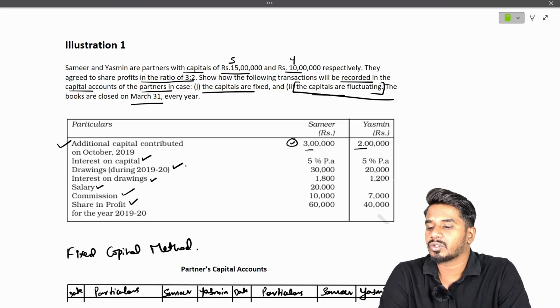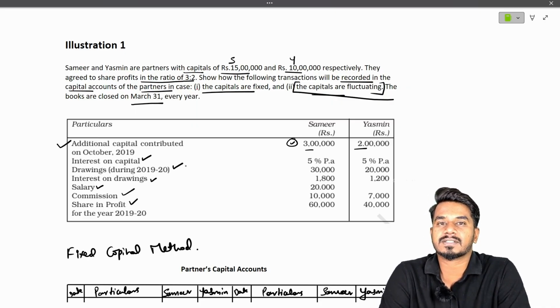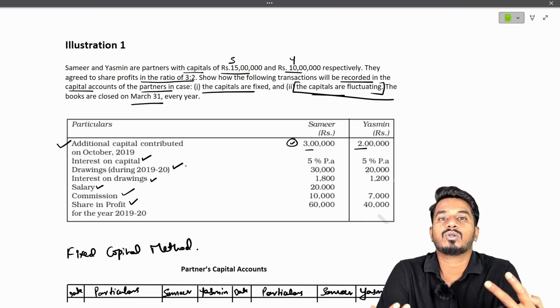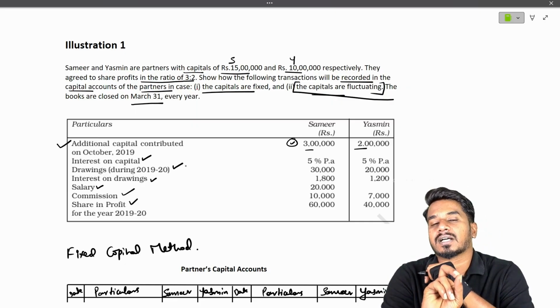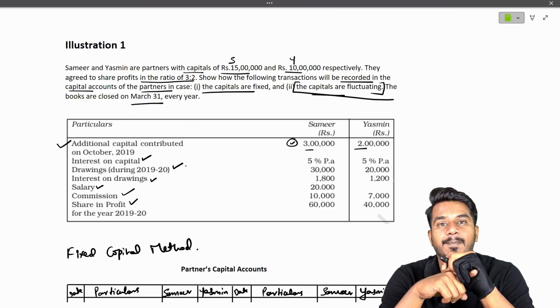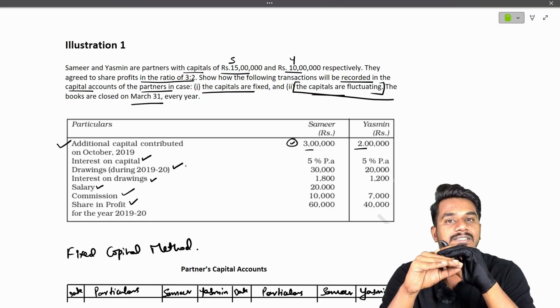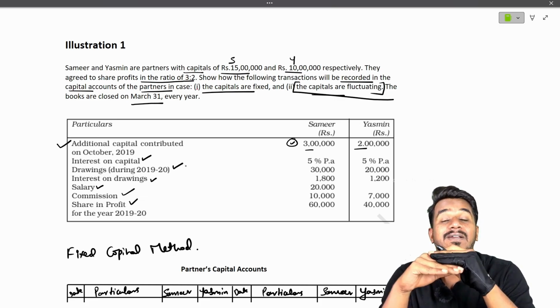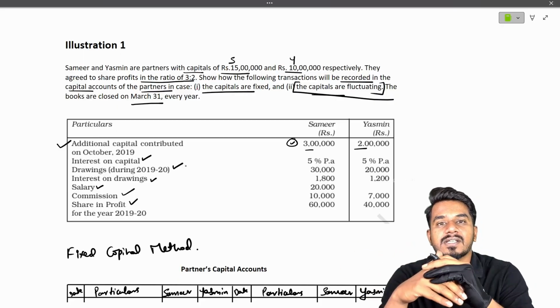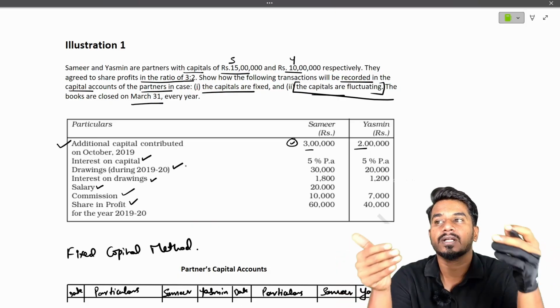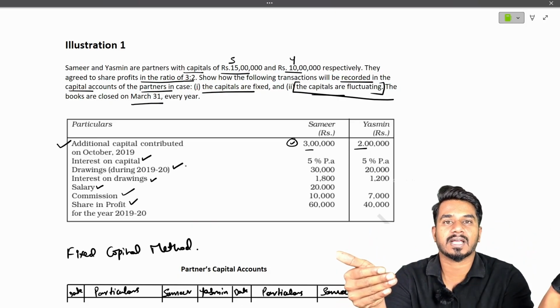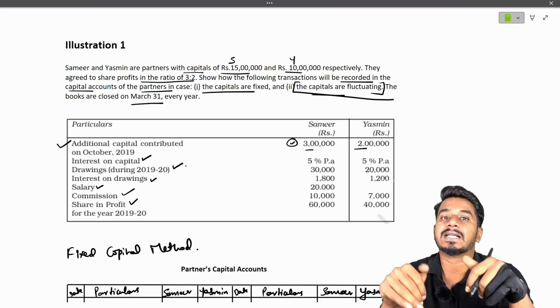Right. Fine. So let us see fixed capital method. How we can prepare. Already we have discussed in the format video that in fixed capital we are going to prepare two accounts. That is, one is partners capital account and another is current account, because in fixed capital method capital won't change, right? So in fluctuating capital will change, in fixed capital won't change. So that's why we need to show it in a separate account, that is partners capital account. Remaining whatever salary, whatever they are earning or losing, we need to prepare in current account.